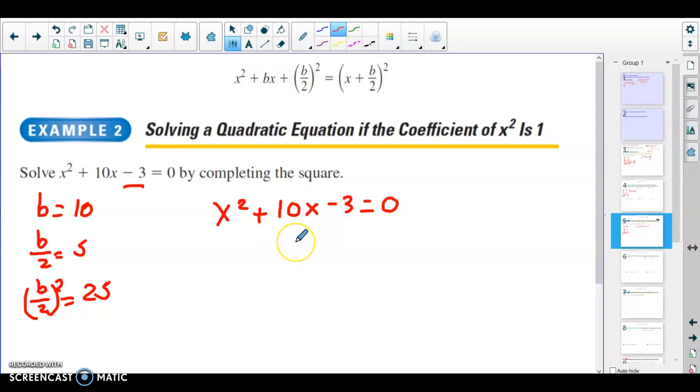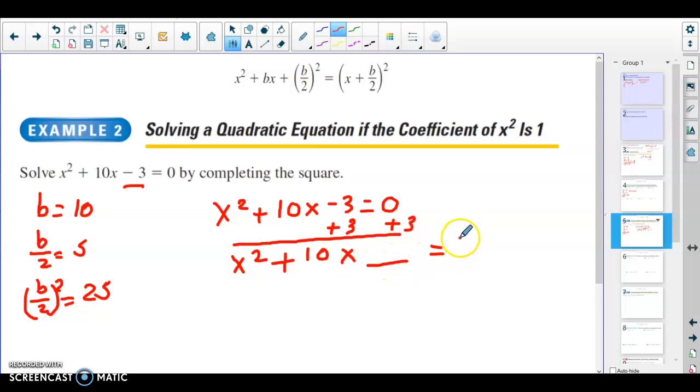Okay, and I want to solve my quadratic equation. And remember, I can solve it because it has an equal 0 over here. But first thing I'm going to do is move that 3 to the other side, because if I have a 3 there, it's not perfect. All right, so now there's going to be a space right there because I want to make it perfect. And on the other side, I have 0 plus 3, which is 3.